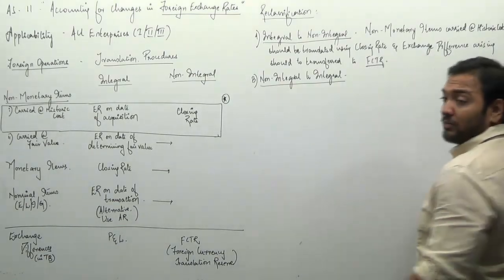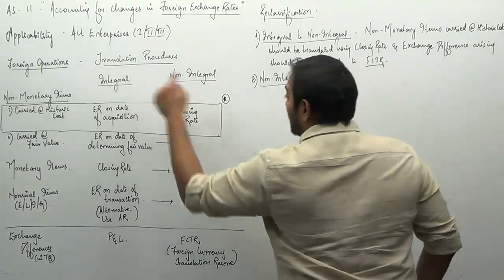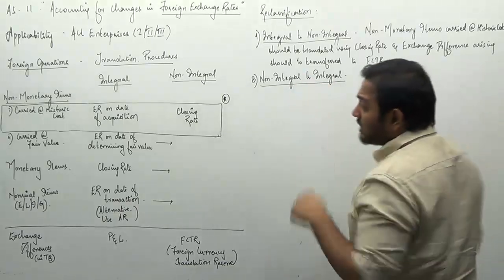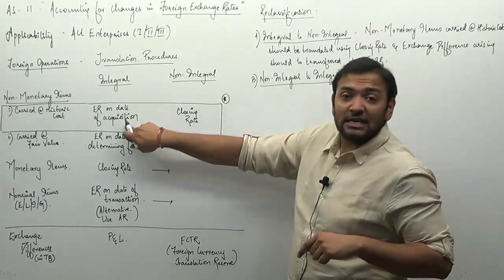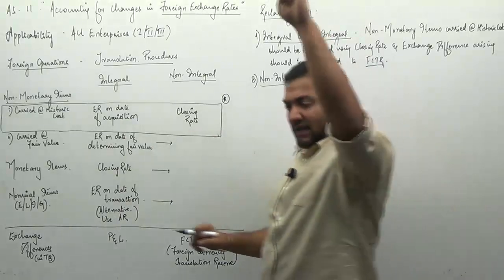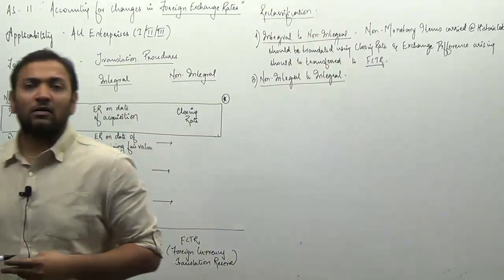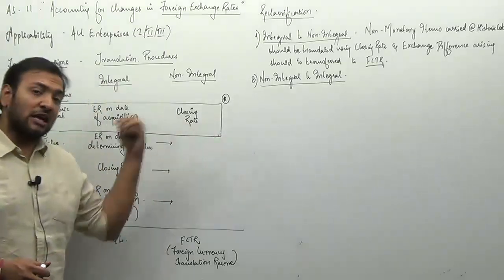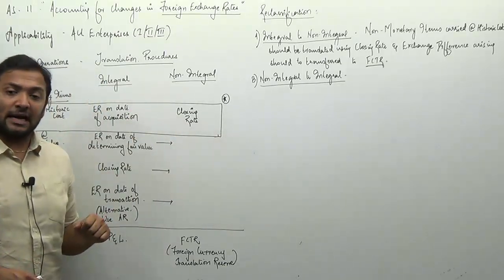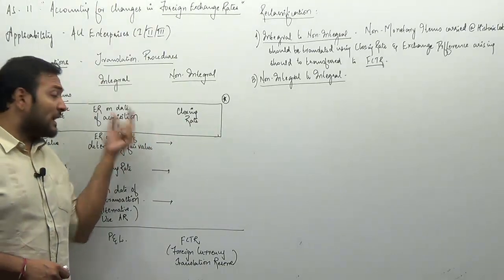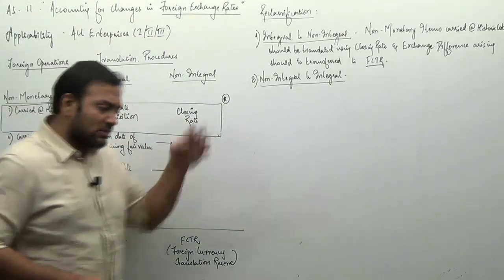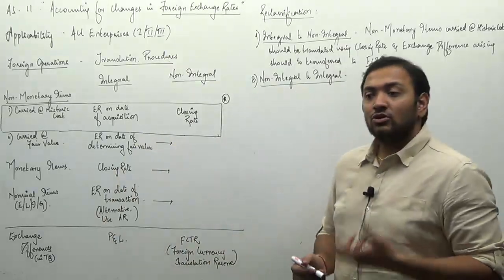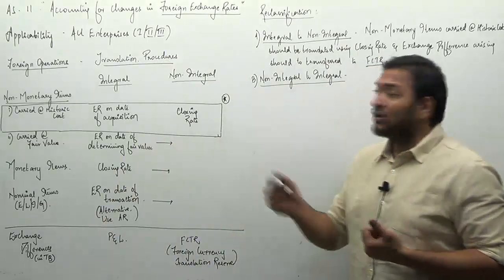What about the second one? Non-integral became integral. Until then, we had the closing rate. From now onwards, I need to start using the exchange rate on the date of acquisition. Let's say the acquisition was ages back. Until today it was a non-integral operation. I was applying the closing rate when I was getting the data. But how do we get the exchange rate on the date of acquisition? Somewhere long before, I don't know what the exchange rate on the date of acquisition was. So today, how should I treat this value?